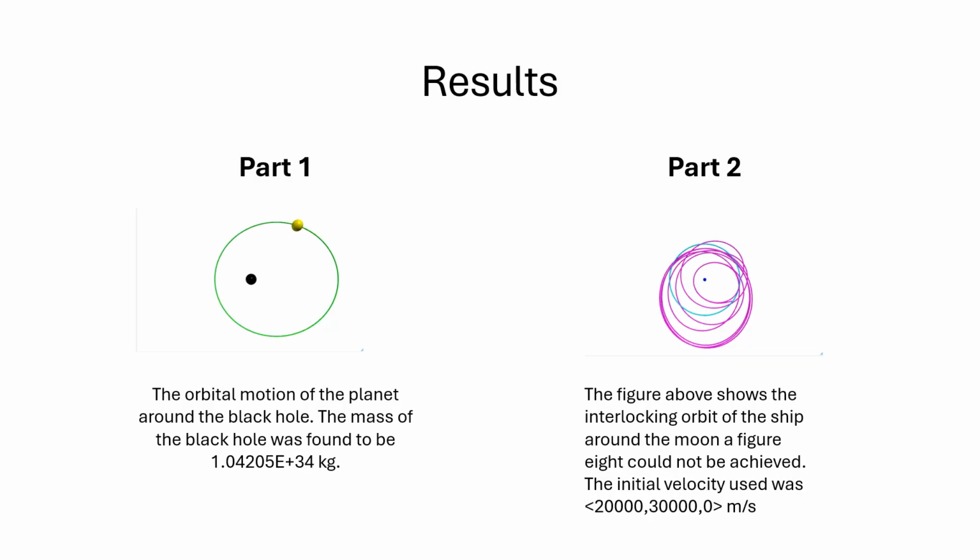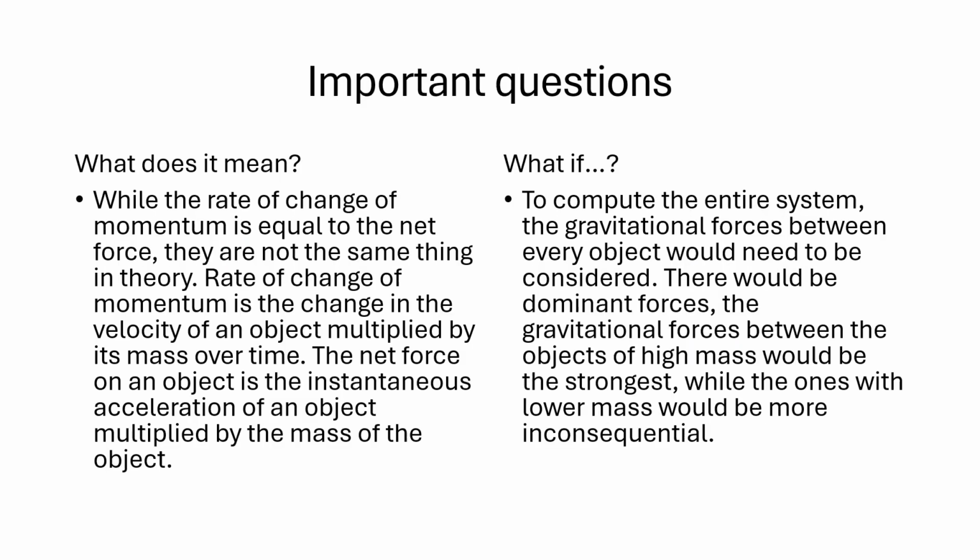Results. Part 1, the orbital motion of the planet around the black hole. The mass of the black hole was found to be 1.04205 e34 kilograms. Part 2, the figure shows the interlocking orbit of the ship around the moon. A figure-8 was not really achieved, but I did my best. The initial velocity used was 20,000, 30,000.